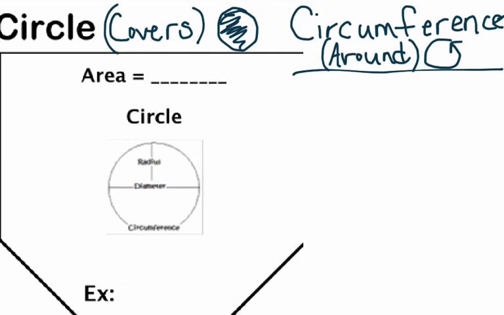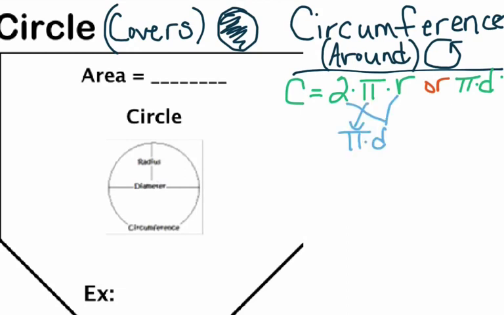So we're going to look on the formula chart and find circumference of a circle. When you look at the formula chart, we have two choices. We can find circumference with 2 times pi times r or pi times d. And just as a reminder, the reason there are two choices is because you may be given radius or you may be given diameter. You can use either formula, just depending on what you decide to do.